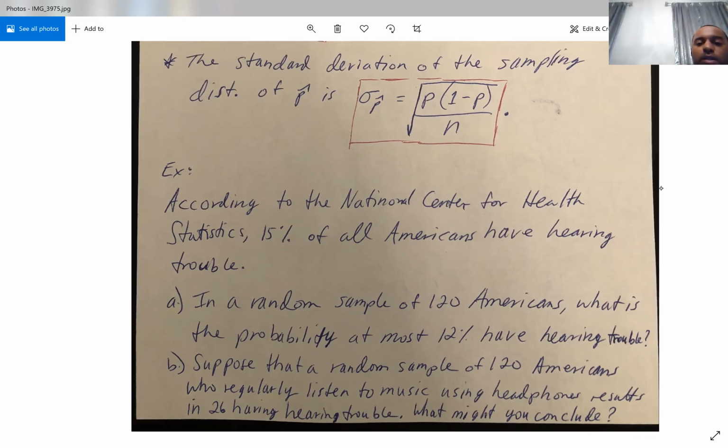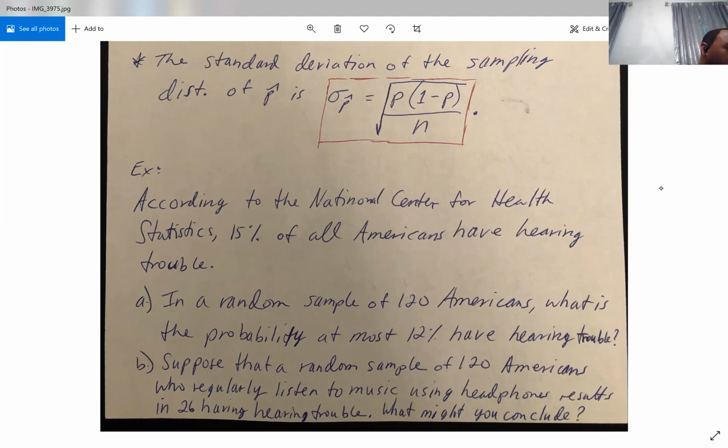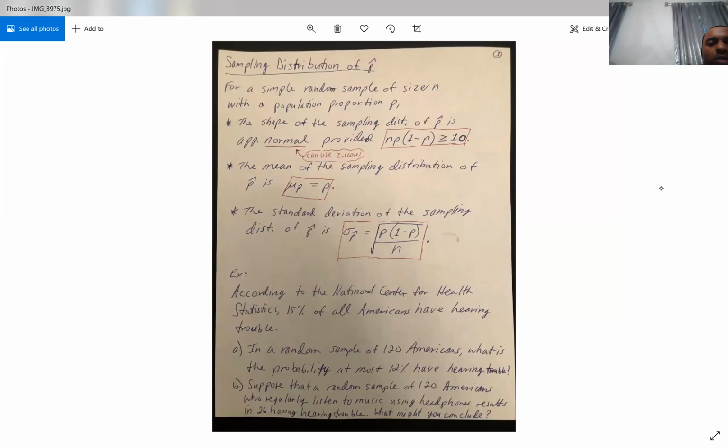All right, anybody still copying? All right.